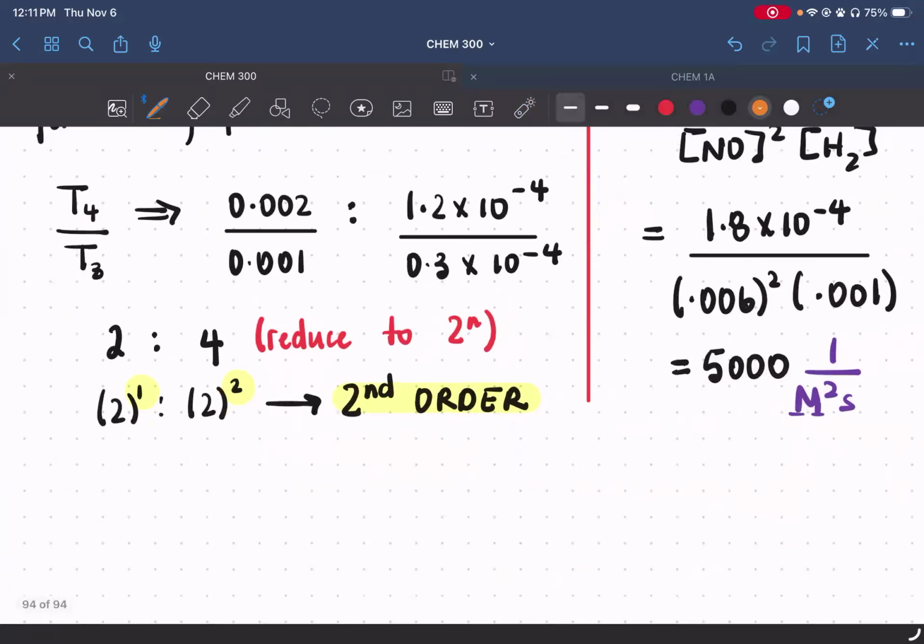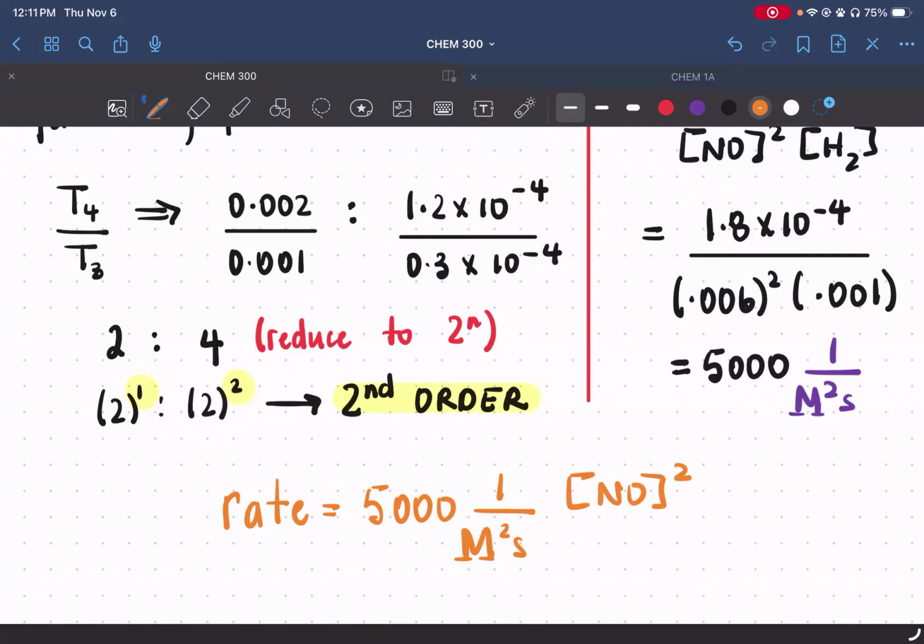This is, of course, what leads us to our final answer, which is rate is equal to 5,000 times NO squared times H2.